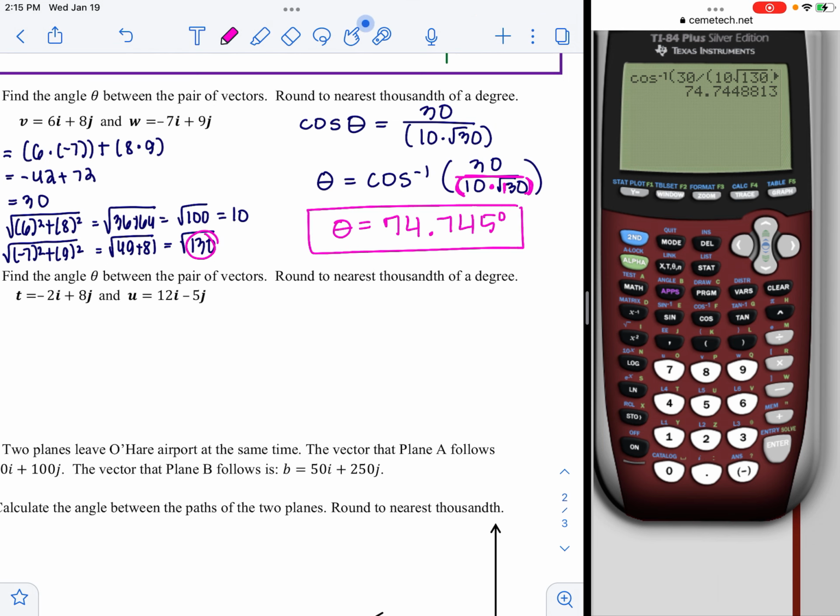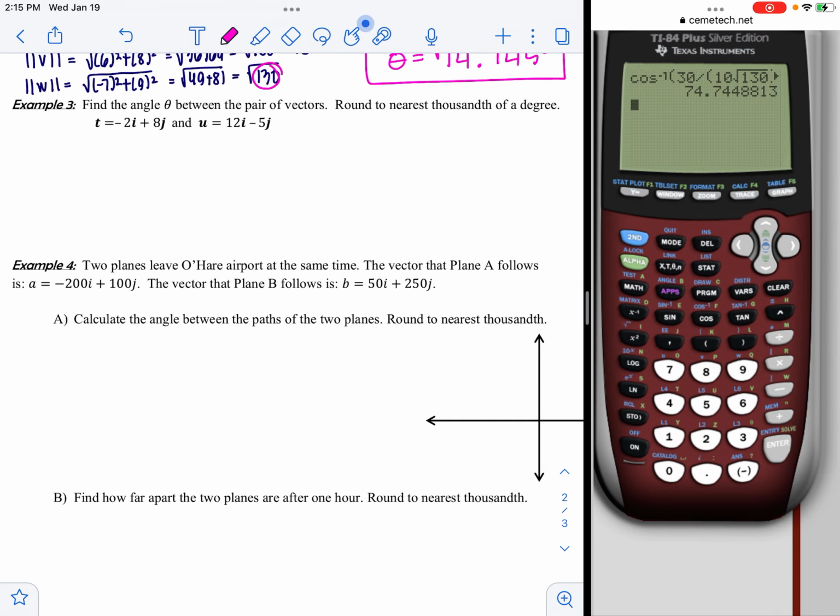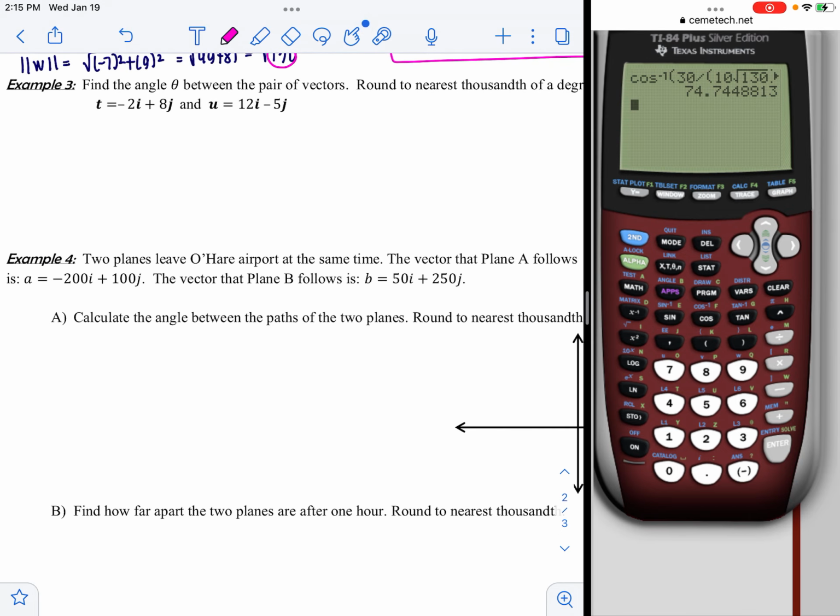Once again, it's using the law of cosines, but we broke it down already for you, so you don't have to spread that all out. Okay, next one. Find the angle between the pair of vectors, rounded to the nearest 1,000th of a degree. Again, same idea. So once again, dot product first. This is just repetitive to make sure that we're okay. If you want to pause the video and try this on your own, I think it's a wonderful idea.